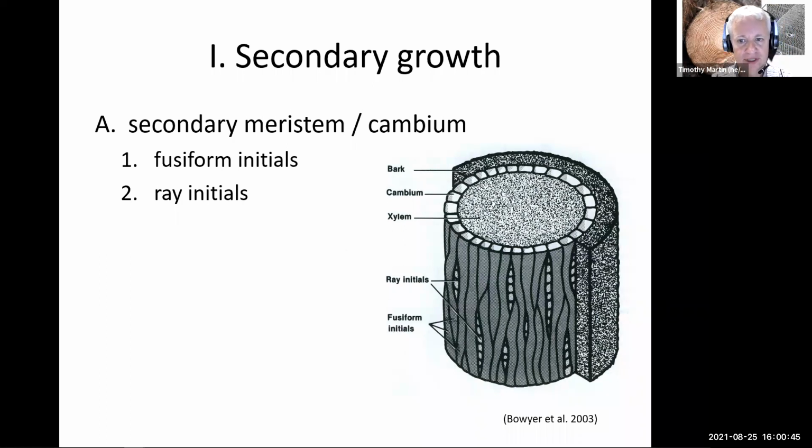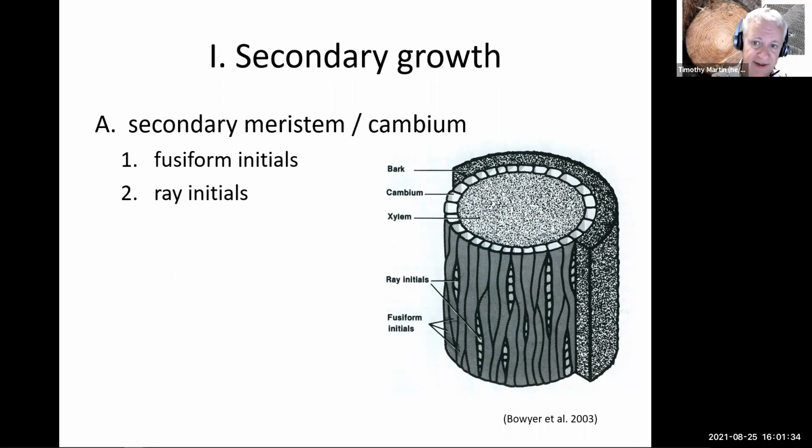And there's two types of cells in the cambium itself. There are fusiform initials and ray initials. The fusiform initials are cells that, when they divide, form tracheids or vessel elements or fibers or phloem cells. So they can produce a number of different types of cells. The ray initials divide to form new ray parenchyma. Now, both of those types, both fusiform initials and ray initials, can also divide to produce new copies of themselves, so to produce more vascular cambium.